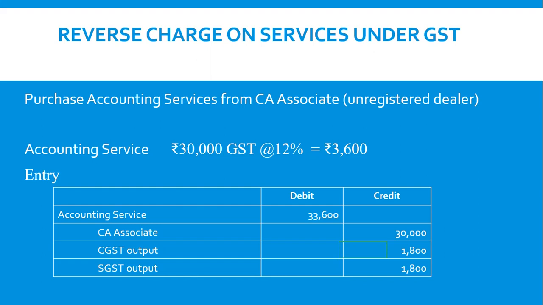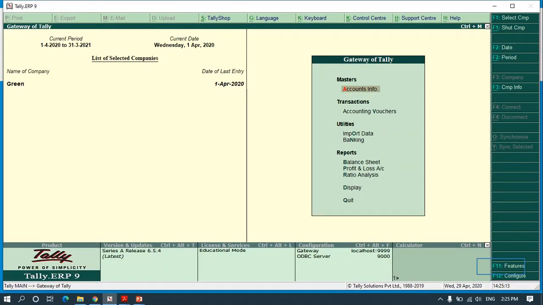Now when we are posting it into Tally, we require certain configurations. First, we need to enable the reverse charge mechanism in our Tally. Then we need to create masters like accounting services as an indirect expense, and we need to define tax there. And we will create one sundry creditor, the supplier CA Associates. Then we will create our tax ledgers CGST and SGST. These are the basic masters we require for this transaction. Now let us go to Tally to post this transaction.